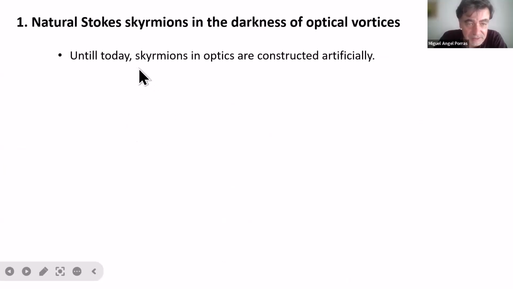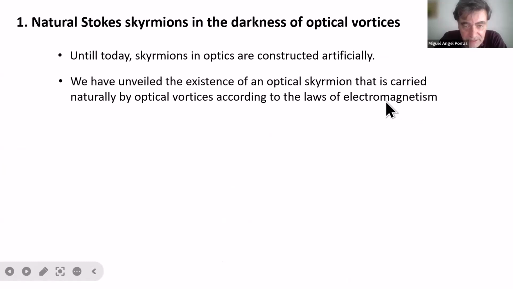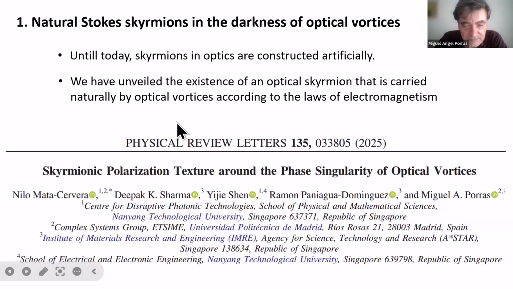Just to say that until today, skyrmions in optics, particularly Stokes skyrmions, are constructed rather artificially with that superposition. Okay, it's good, but this is different. We have unveiled the existence of an optical skyrmion that is carried naturally by optical vortices according to Maxwell equations. This is the idea. And we have published these preliminary results in this paper. But fortunately, these natural skyrmions have other interesting properties that I will try to tell in the second and third part of this presentation.